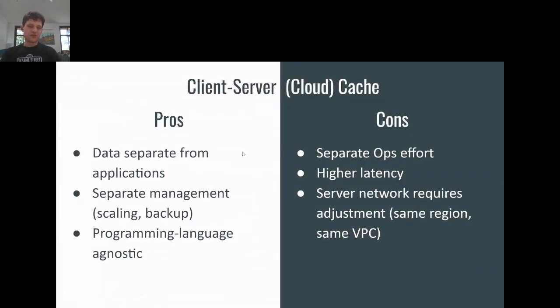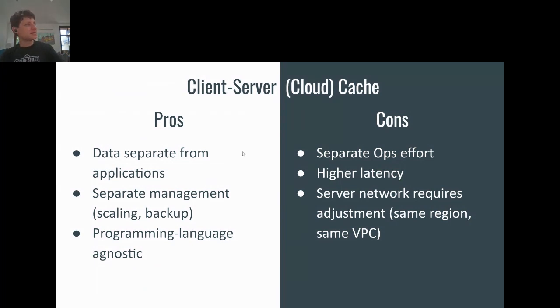A short summary of client-server and cloud caching. The good things about client-server are that data is separated from the application. Also, you can manage the cluster separately, so you can scale up your caching cluster as you want. And it's programming language agnostic, because we use a cache client to connect to the cache server. From the downsides, we have a separate ops effort to deploy and maintain the caching cluster, or we need to pay the cloud provider.